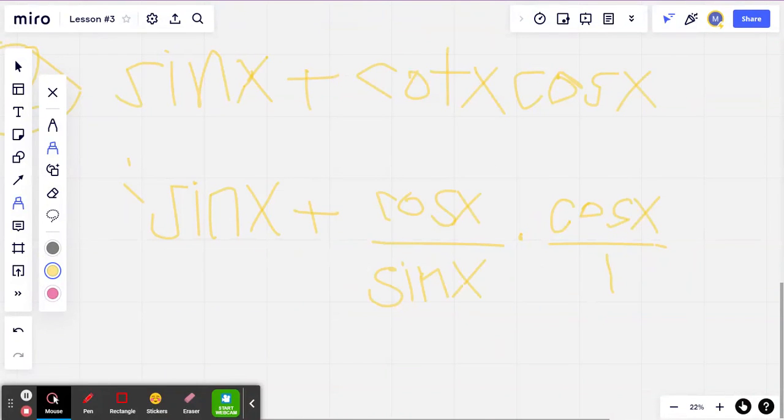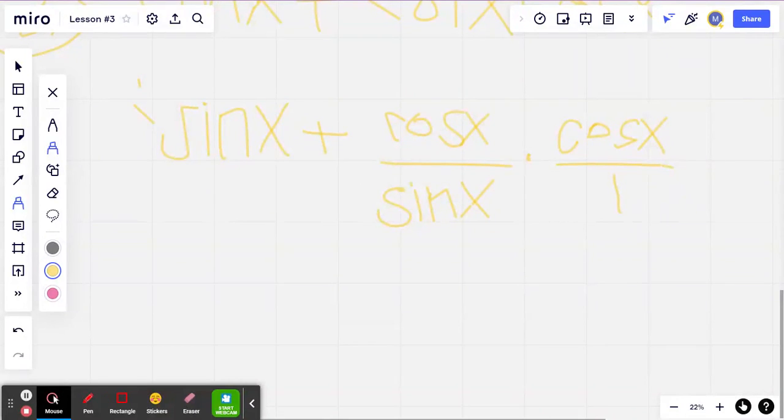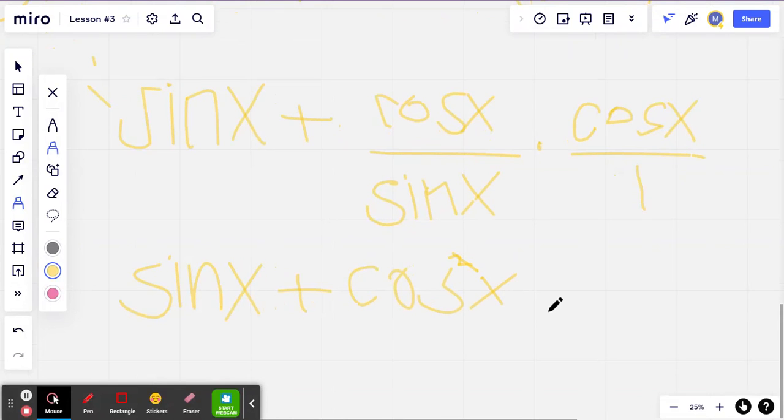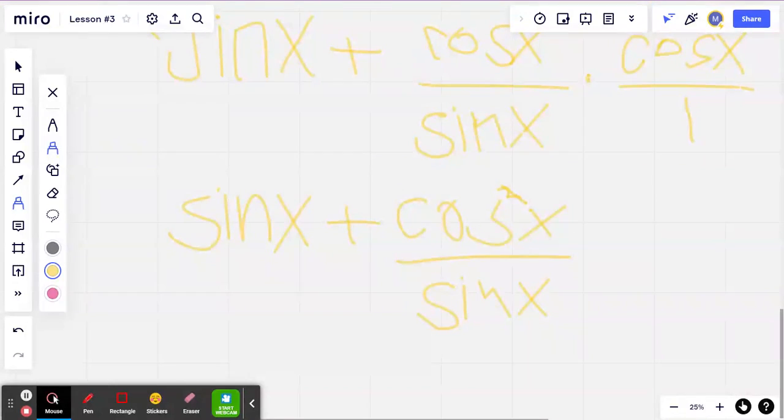So now that we've turned this expression into terms of cosine and sine, we can continue solving. We have sine x plus, and if we multiply across, we get cosine squared x, oh sorry, that's supposed to be a 2, over sine x. Since sine x is over 1, we have two different denominators. In order to have a common denominator, we have to multiply the left side by sine x over sine x.